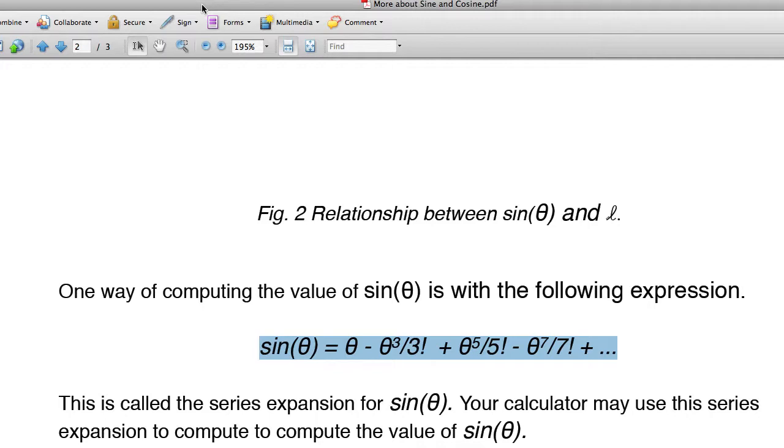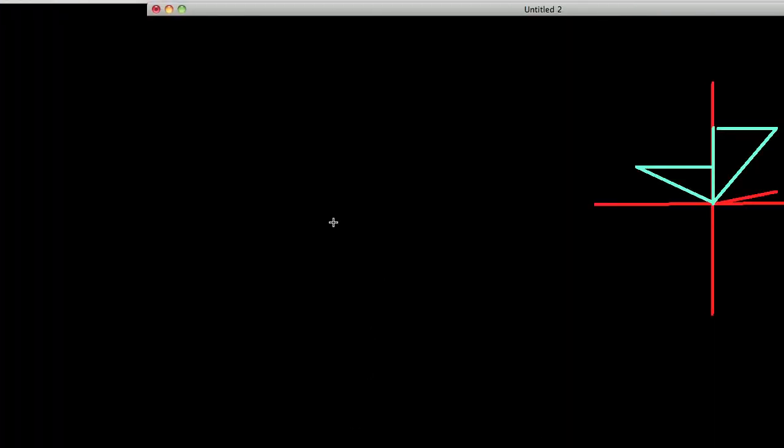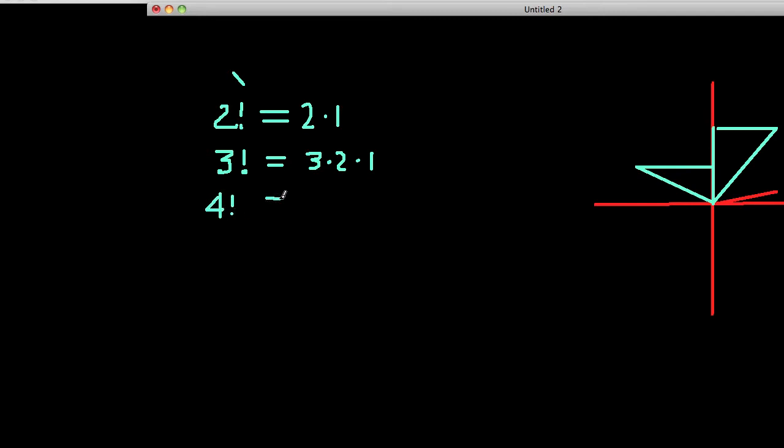So let me tell you what the factorial function is. The factorial function is given by, let's say, 2 factorial. Okay, so 2 factorial is equal to 2 times 1. 3 factorial, and that's the exclamation point, is 3 times 2 times 1, because I can forget about multiplying the 1 term here, can't I? 4 factorial is equal to 4 times 3 times 2 times 1, and so on.